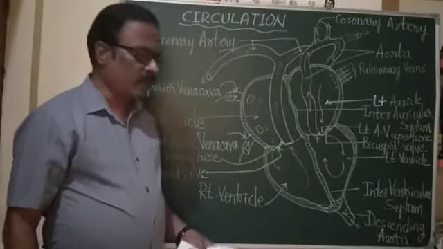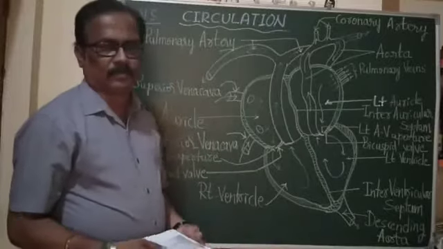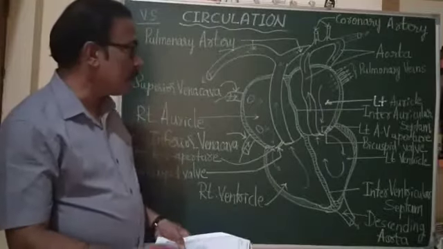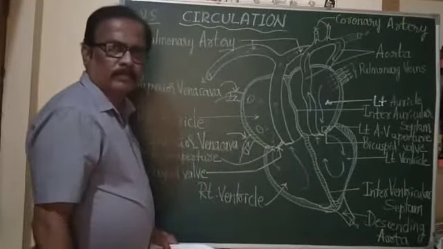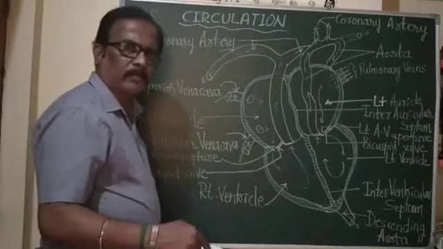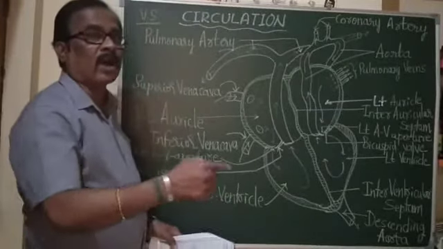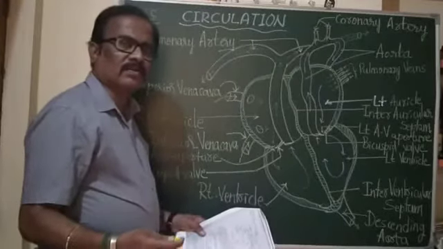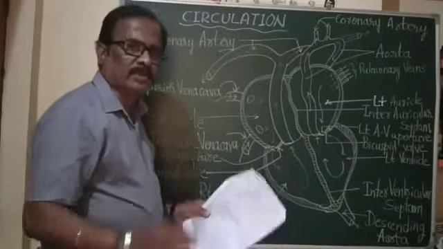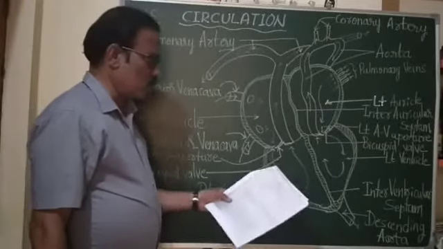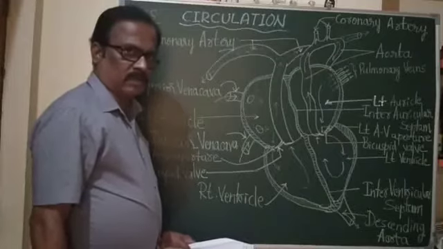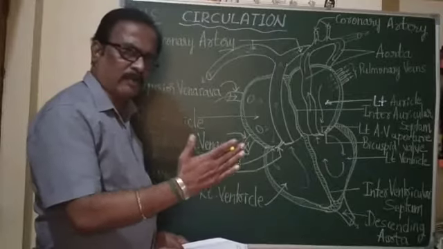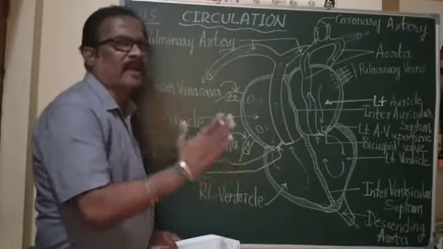So the wall of the heart is made of 3 layers: inner endocardium, middle myocardium, and outer epicardium. I have not drawn those 3 layers here, I am just telling that the wall of the heart has 3 layers: inner endocardium, middle myocardium, and outer epicardium.